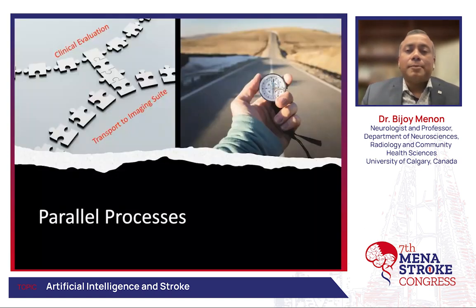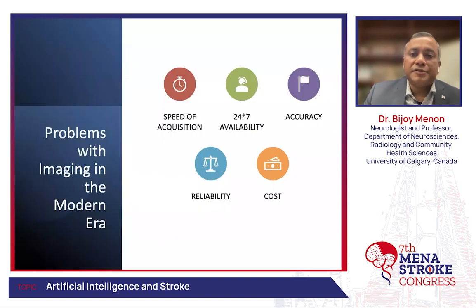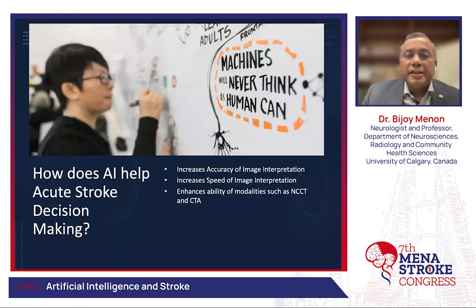We do parallel processing, which means that we are actually making decisions while we are collecting information. And this increases the complexity of clinical decision-making in the acute stroke world. And then there are all these problems with imaging. We have to understand the speed of acquisition. Some of our imaging information needs to be available 24/7. We need accuracy, we need reliability, and then we've got to understand costs.